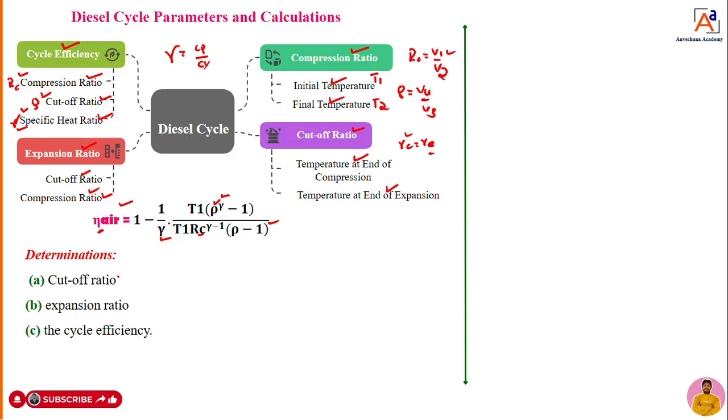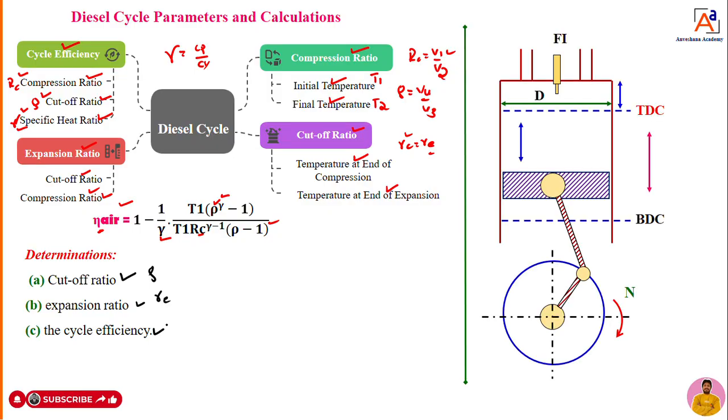Okay, fine. So what is the determinant? Now I understood the problem. So what I need to determine here, dear students: first, I need to calculate the cutoff ratio, that is rho. Then I need to calculate the expansion ratio. I will mark it here RE, where RE represents expansion ratio and RC represents compression ratio. But this problem is asking expansion ratio. Third one is cycle efficiency, that you can see now.